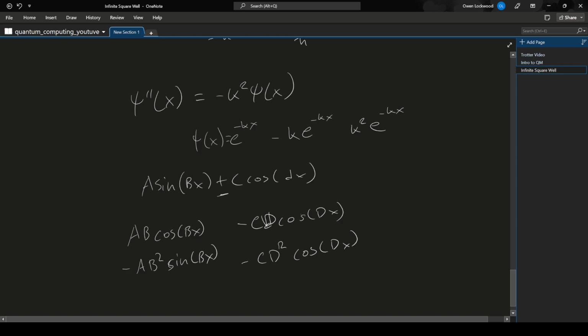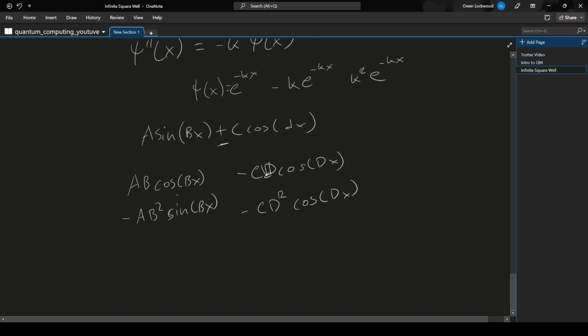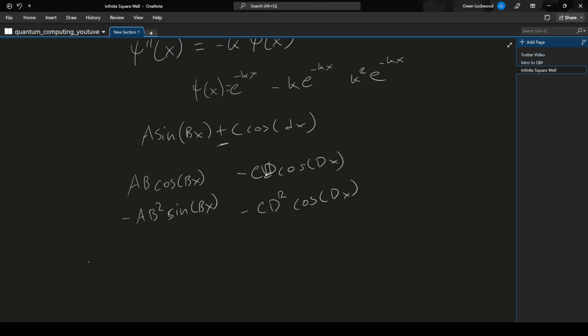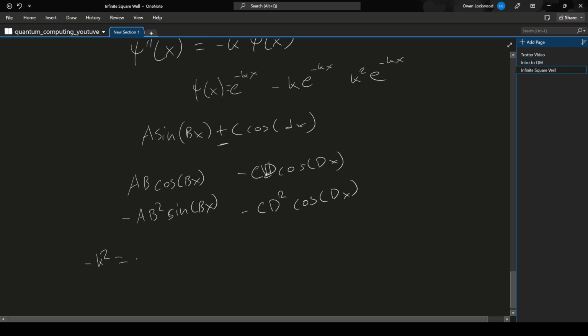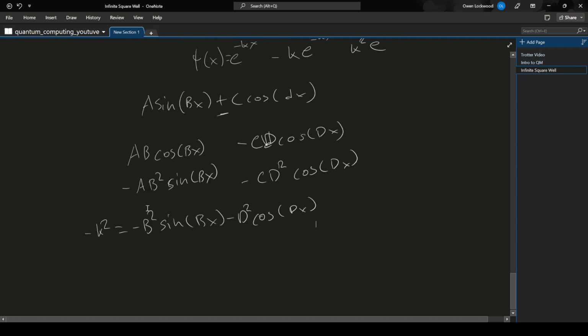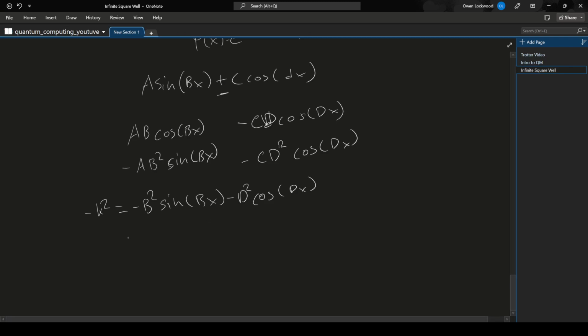So what do we want? We have a negative k squared out front. If we set a and c equal to 1, just for now, we have negative k squared equals negative b squared sine of bx minus d squared cosine of dx. Well, what do you know? k equals b and d, we get our answer. This should be our function.